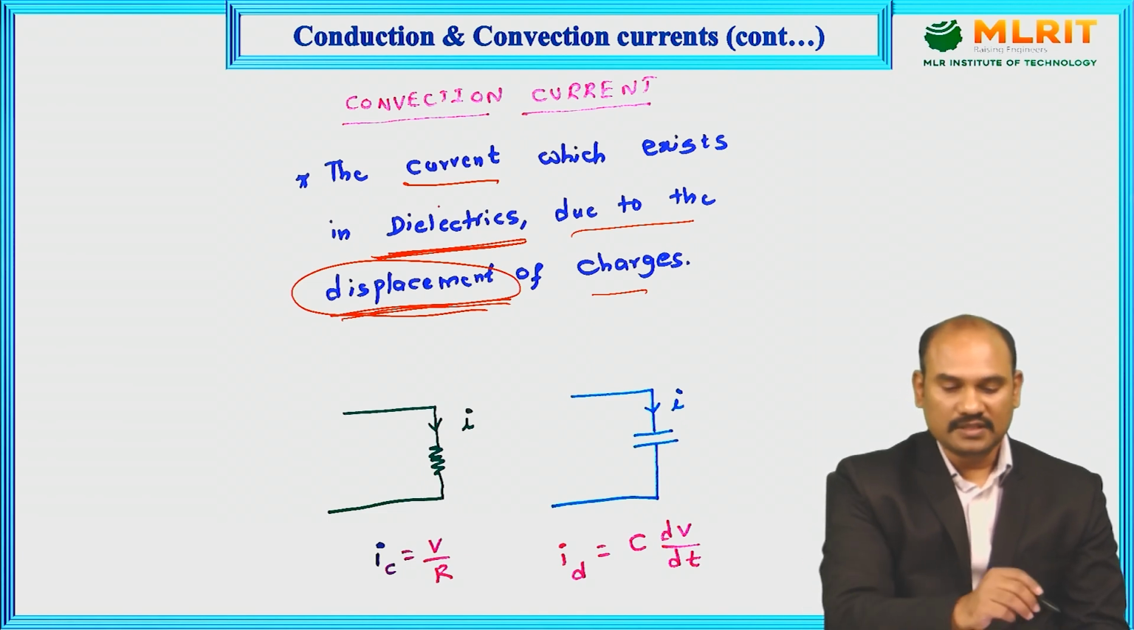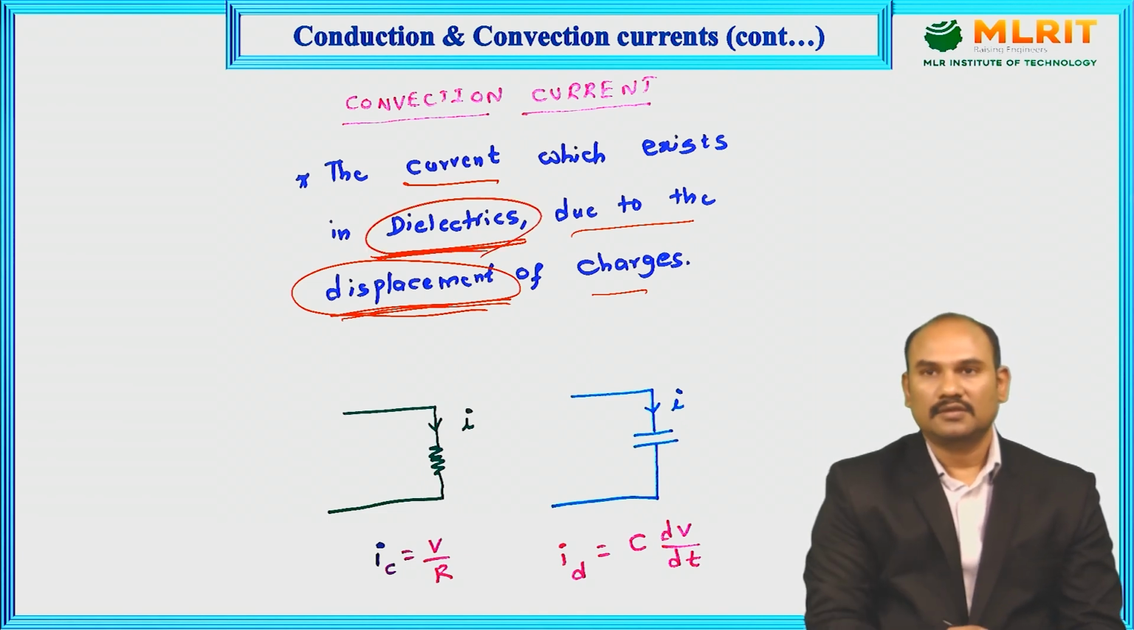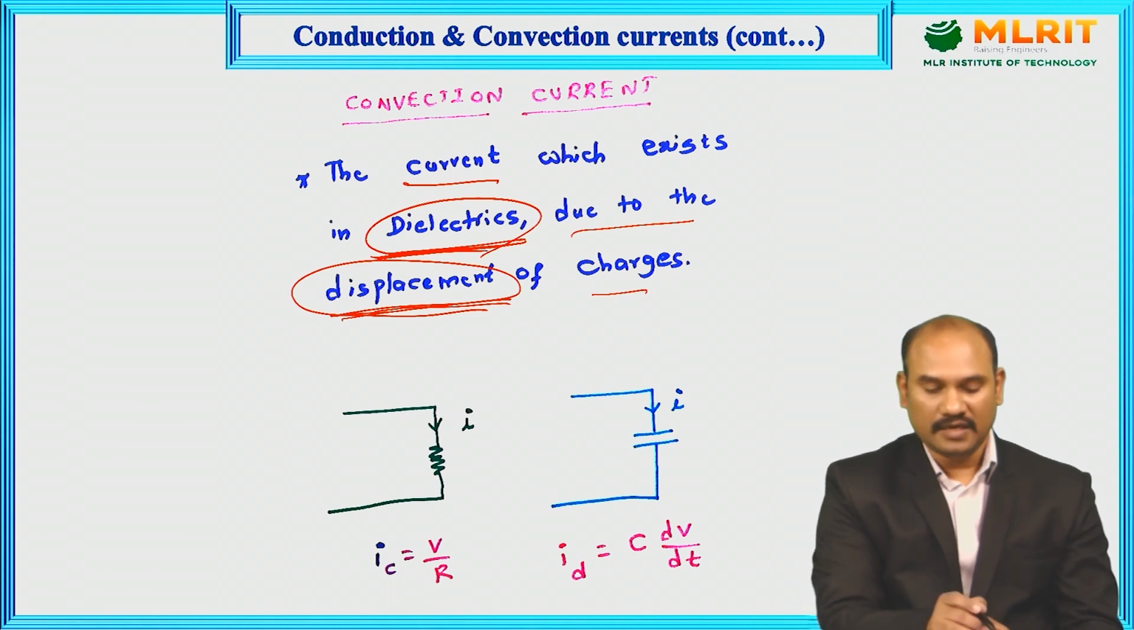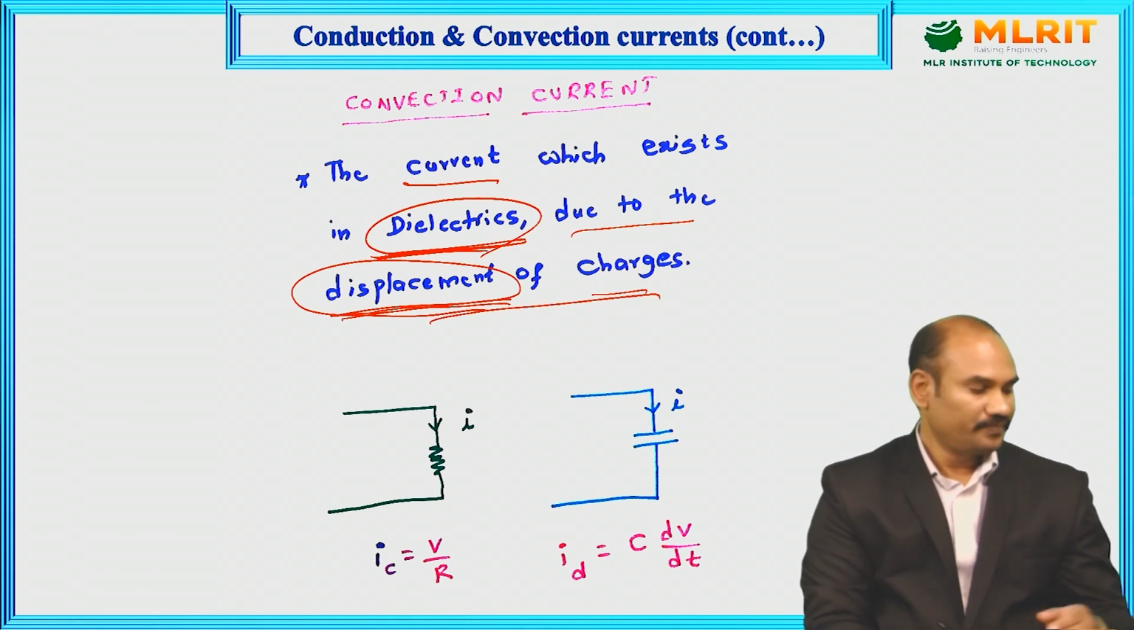So, where do you find this convection current? In dielectrics. So, conduction current in conductors, convection current in dielectrics. The other name for convection current is displacement current, because that happens due to displacement of charges.